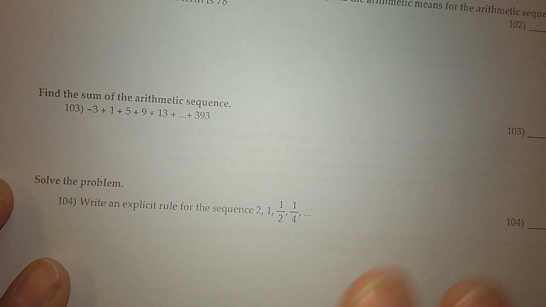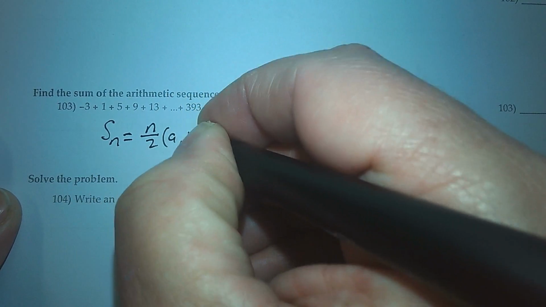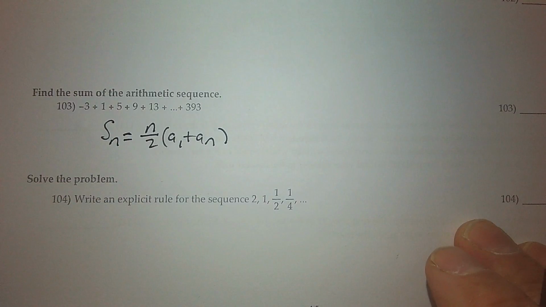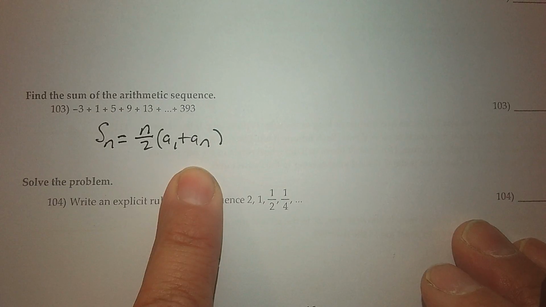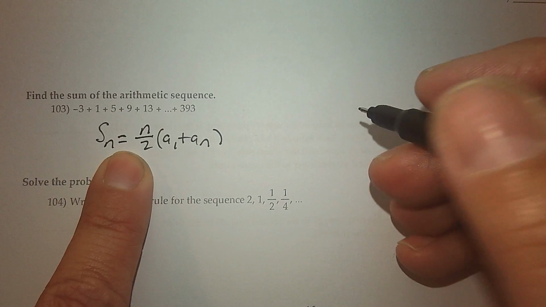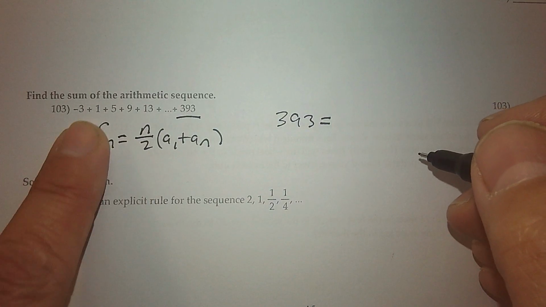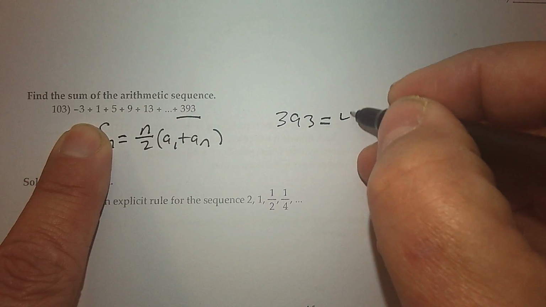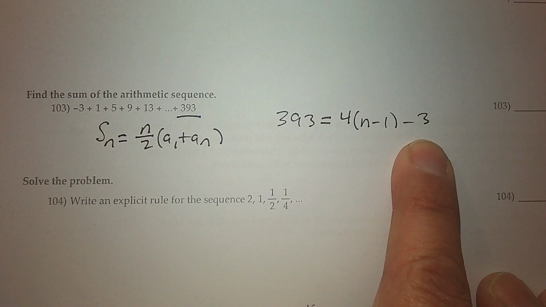Hey, if I'm going to find the sum, I need to know the formula. What's the formula for an arithmetic series? So, how many terms you have divided by 2, and then it's the first term plus the last term. Now, what don't I know of those? I know the first term, I know the last term, but I don't know the n. Do you know how I'm going to find it? Take 393 and find what its term is. Now, what's the common difference here? 4. And then use the first term as negative 3. And now solve for n.